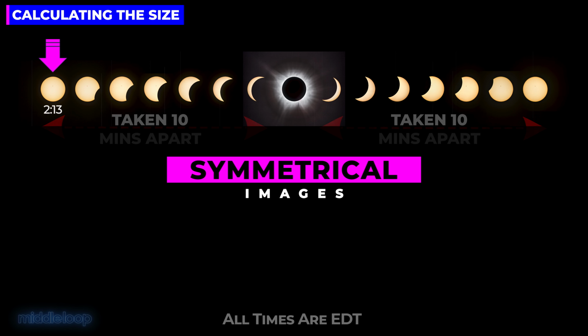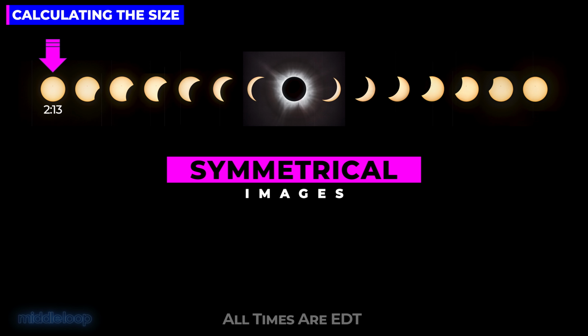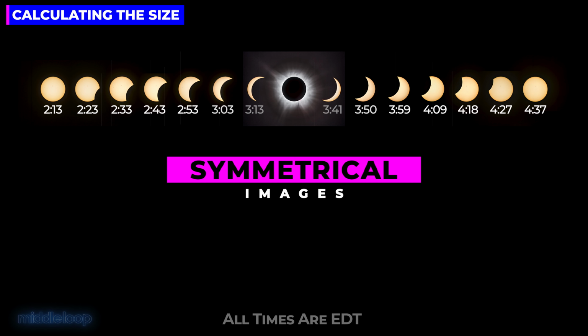The first shot in our sequence is the photo taken just before first contact, or C1, while the sun was still full. Likewise, the image we used for the last photo was taken right after the eclipse ended. Then, working towards the center, this photo was taken 10 minutes after the first one, and this photo was taken 10 minutes before the last. Continue inward until you've selected all of your images.